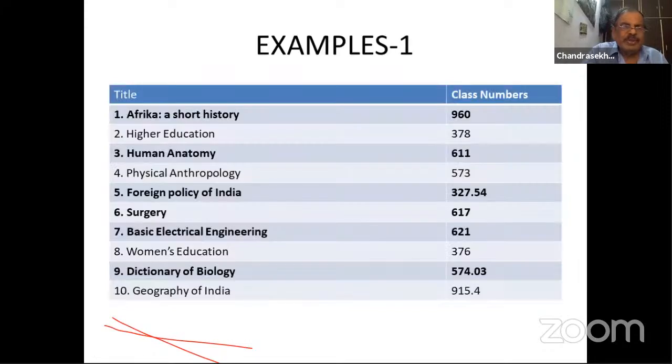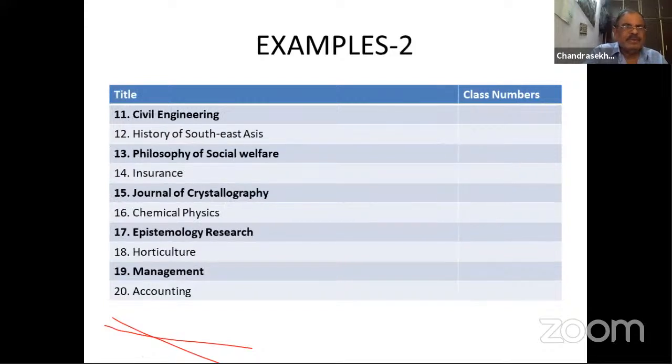So now I am showing the answers. Physical anthropology, this number is wrong because it is taken from the 19th edition, I think. So edition to edition, they are changing. So I will correct it and I will send it to you. Okay, now let us go to the second exercise.